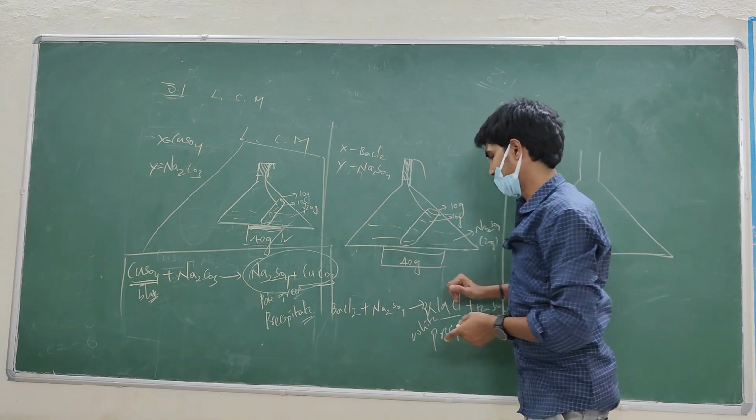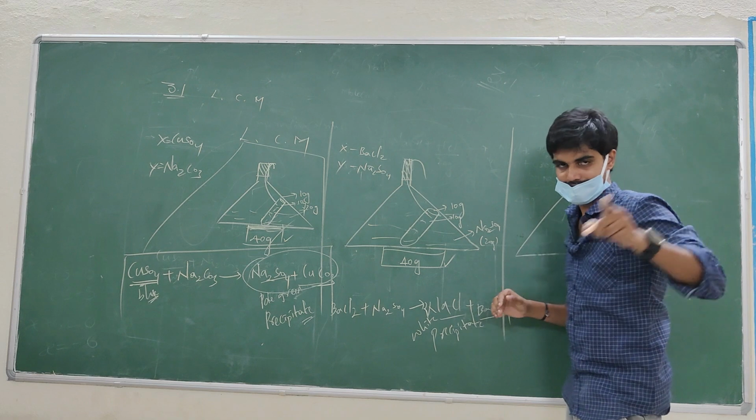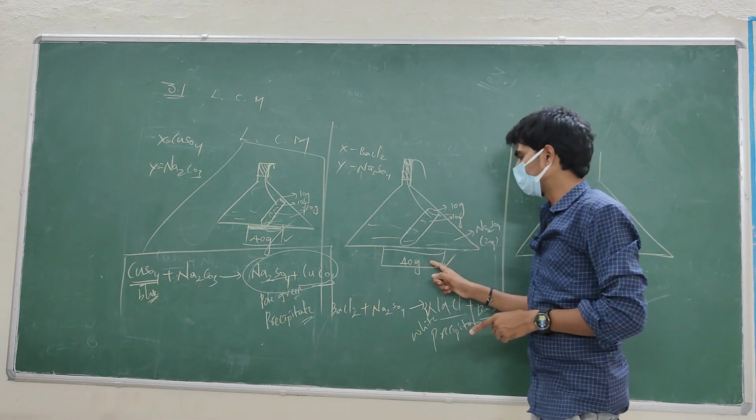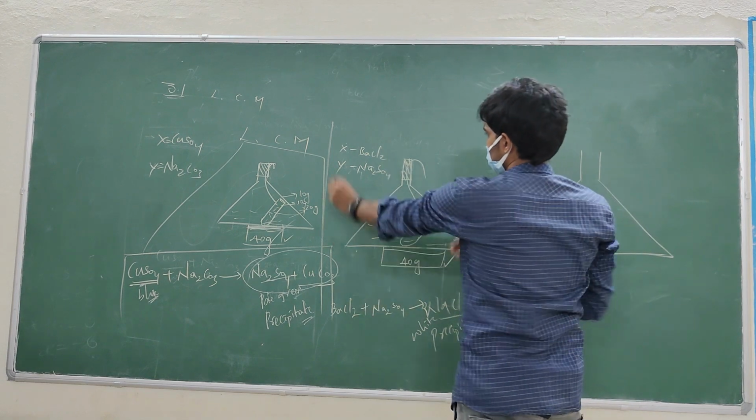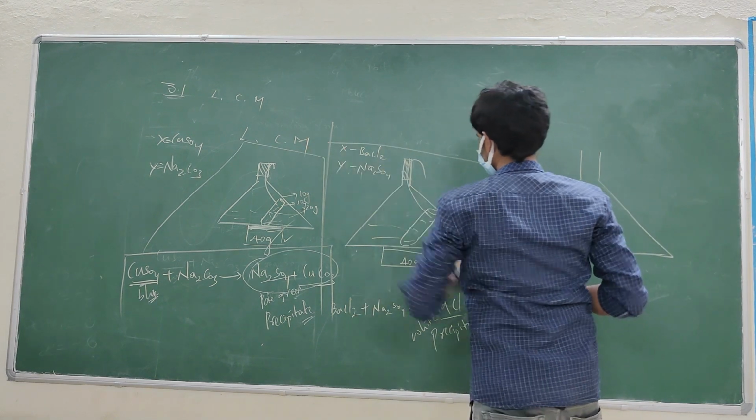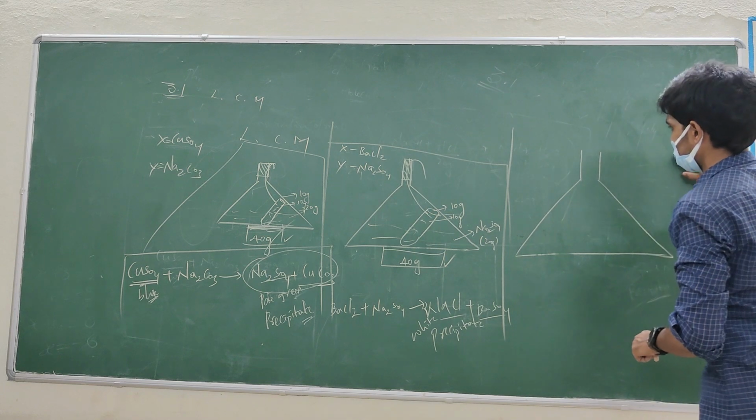But we are not going to consider this, right? We are only focusing on the weight. Here the weight before the reaction is 40 and after the reaction also 40. So this is also an example for law of conservation of mass. We'll move on to the last and final case.